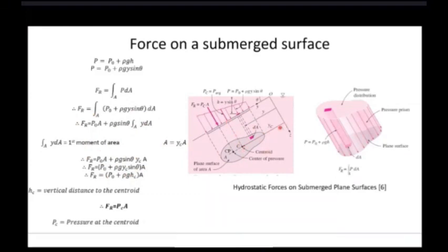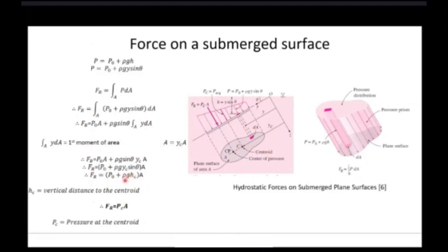The distance to my centroid is YC. I'll write that in terms of H. Clearly, I've called that HC, the vertical distance to the centroid. So my force equals this pressure times by the area. Now this pressure here, P0 is my atmospheric pressure plus rho g HC.